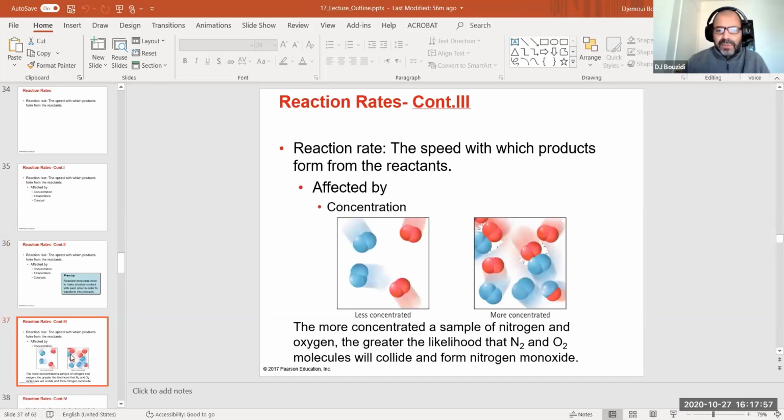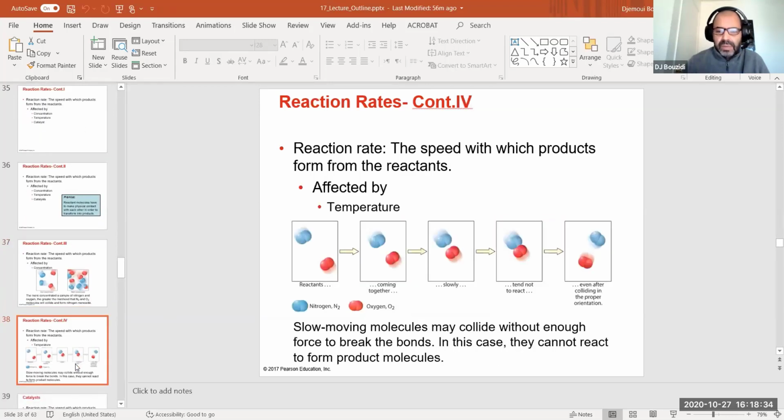Again, for specific reactions, you will need a really specific orientation for these collisions to cause the breaking. In this case, for example, I have nitrogen and oxygen. They can combine to give you nitrogen monoxide, which is an atom of nitrogen and an atom of oxygen. This has to occur in a specific direction for that collision to result in this chemical reaction. If it happens at different orientations, it may not result in the same thing.